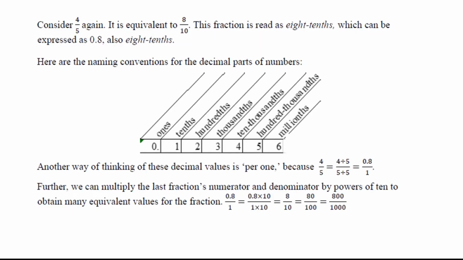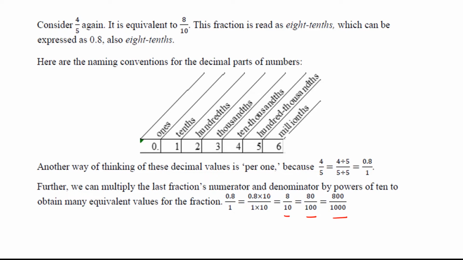There are naming conventions when it comes to decimal parts of numbers. And so these are the ones, the tenths, hundredths, and so on. Another way of thinking of these decimal values is per 1. So whenever we write a decimal, it's a value per 1, which means that applying the same principle, we can write these numbers as values per 10, per 100, or per 1,000.